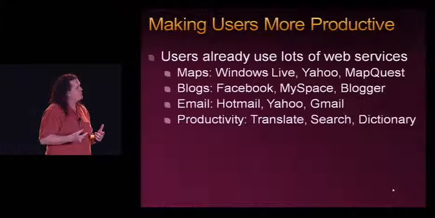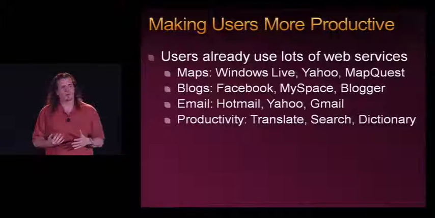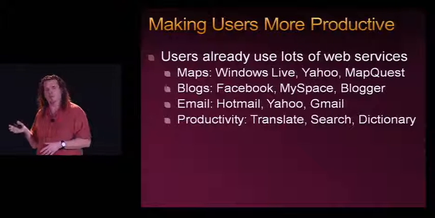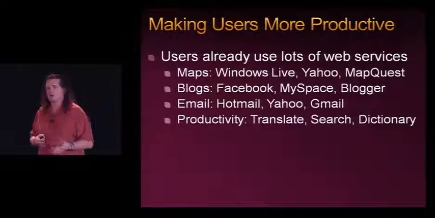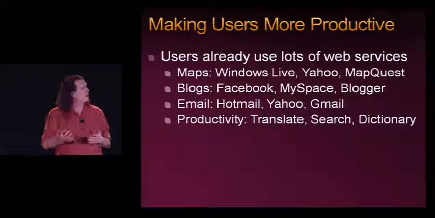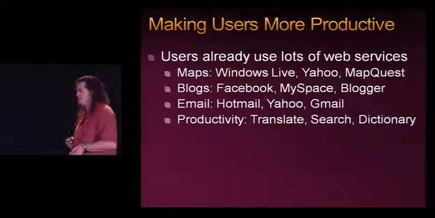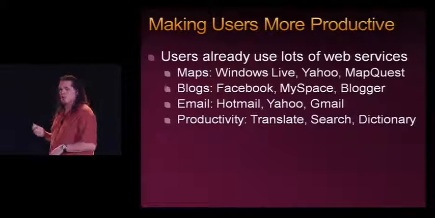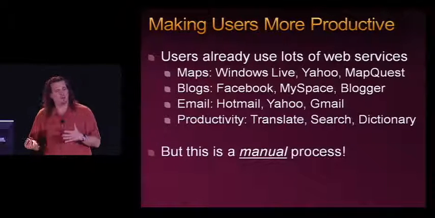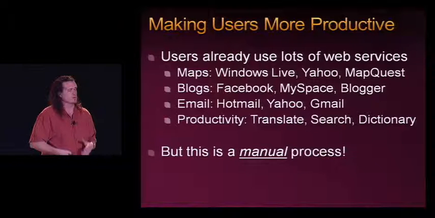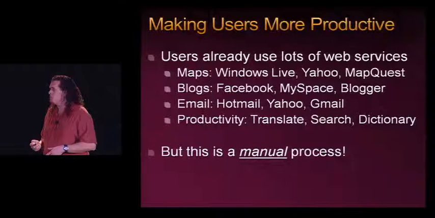When I think about the other things we've done to make users more productive, they're really a little more innovative. The first problem that we looked at trying to solve was the fact that everybody uses tons of web services: mapping services, blogs, web-based email, tons of other stuff. The real problem is these things are really manual today. It's a manual process to find a map address.